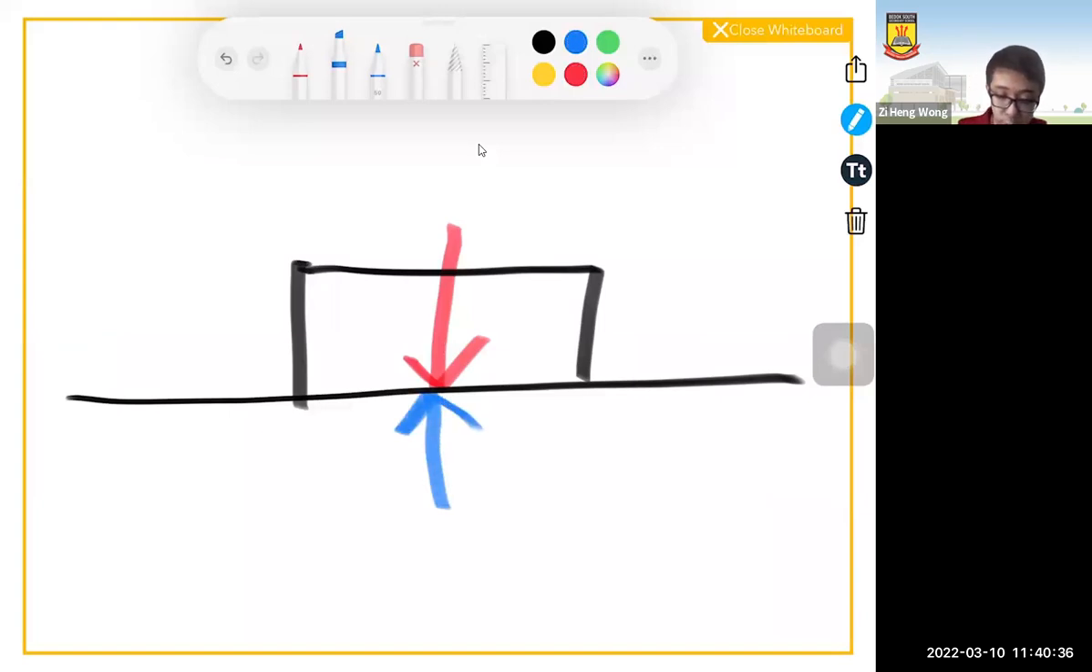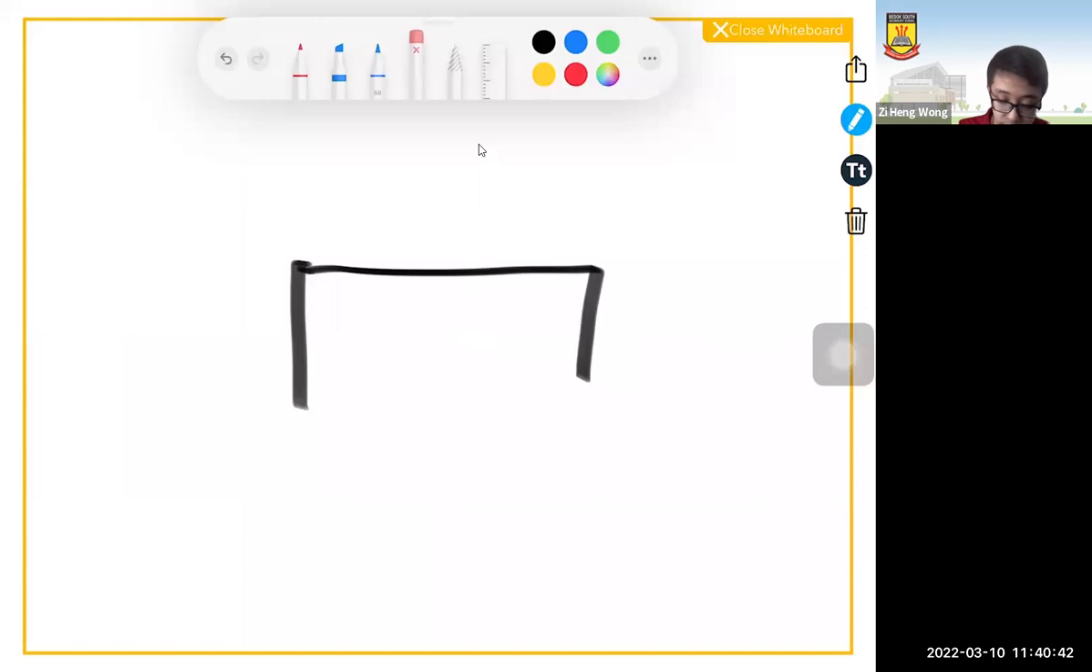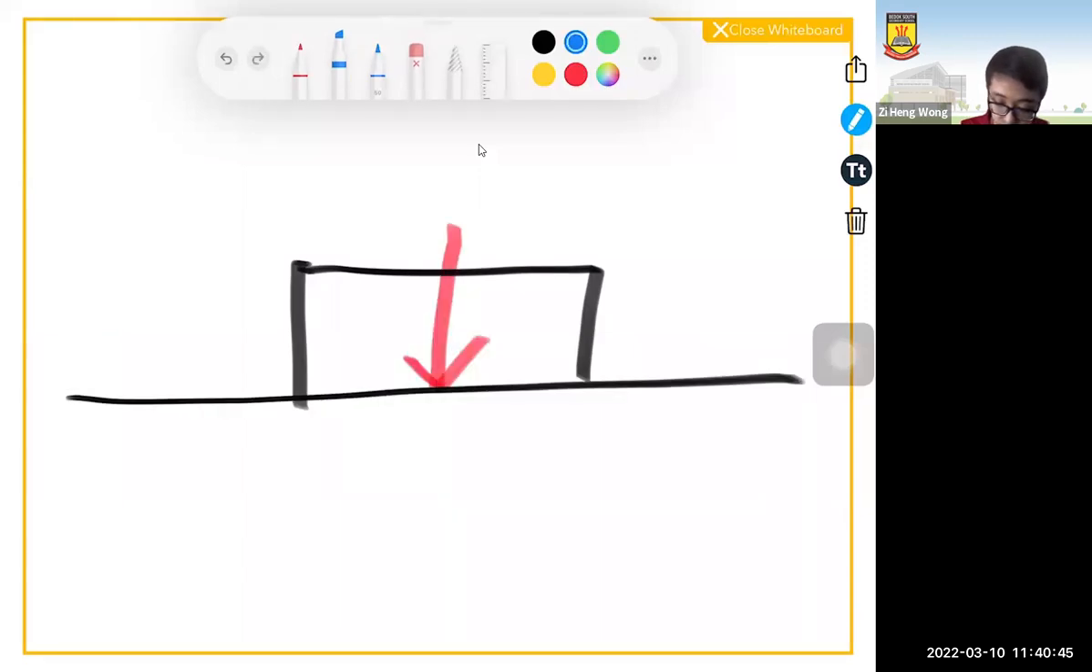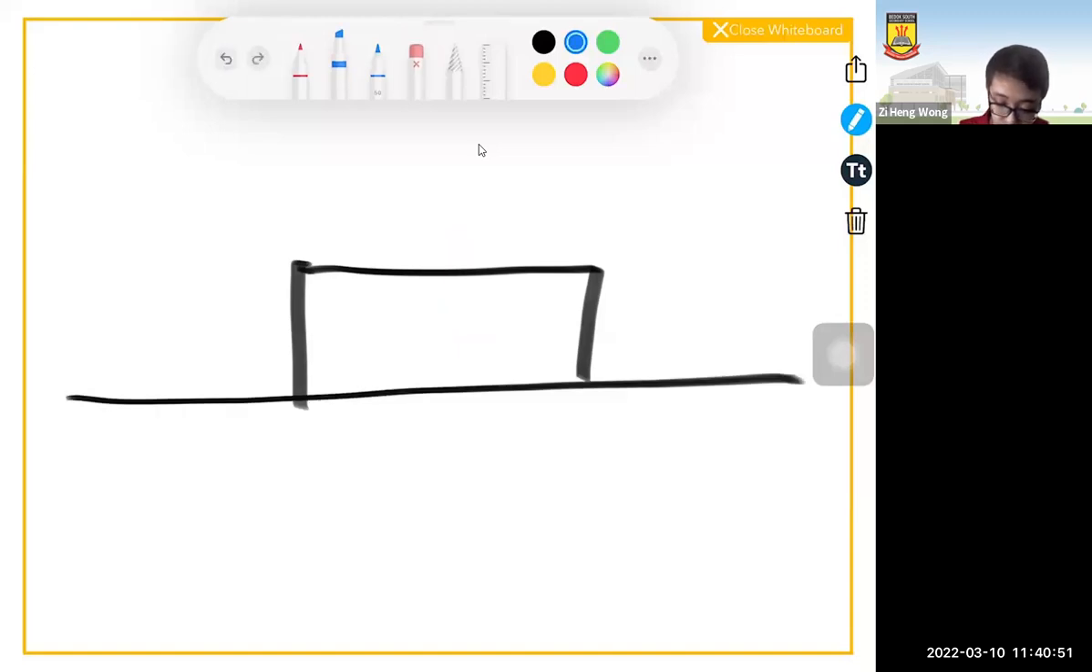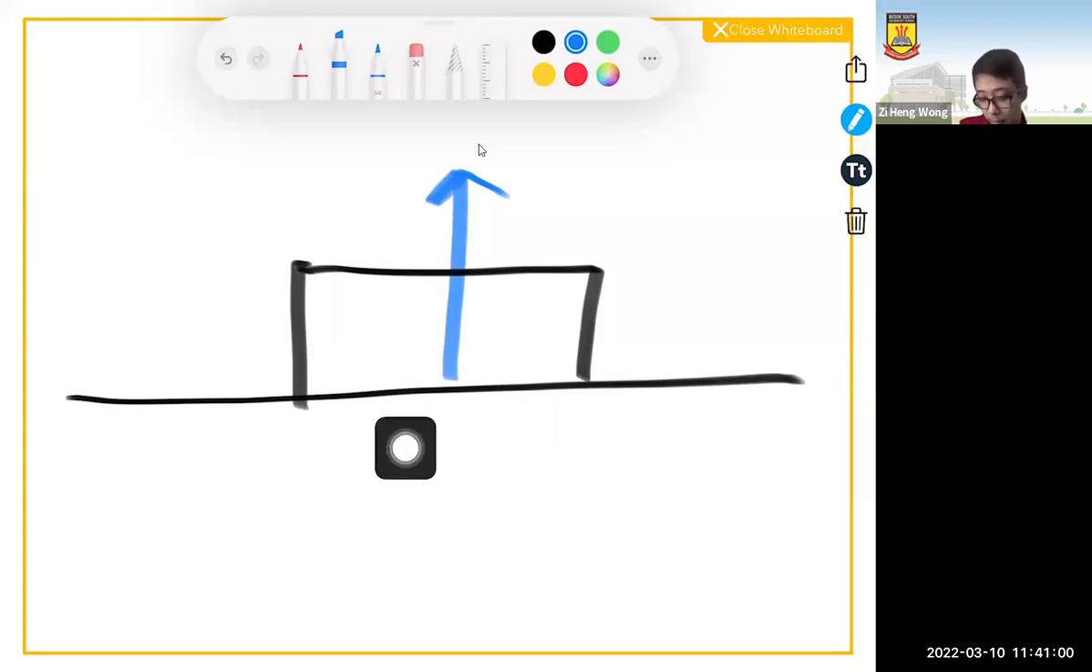But usually, how do we draw this normal contact force? We will draw it such that it is like that. Okay, this is your normal contact force, your normal reaction force. It is acted by the table on the box.